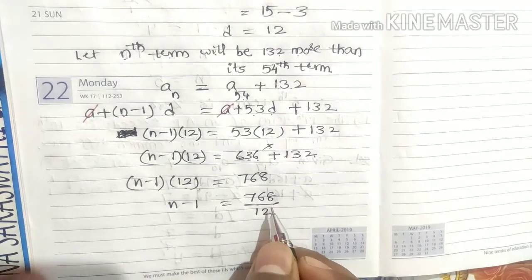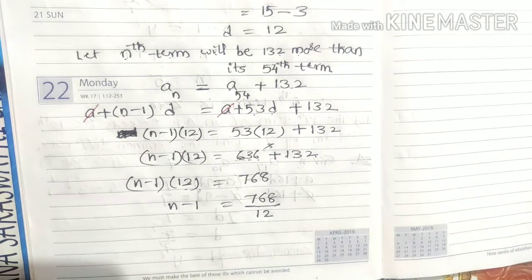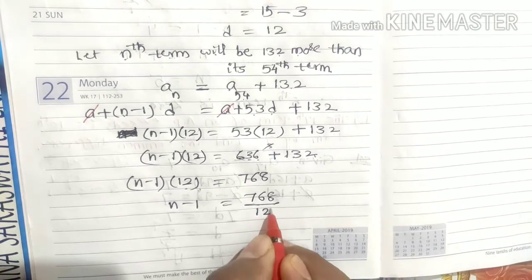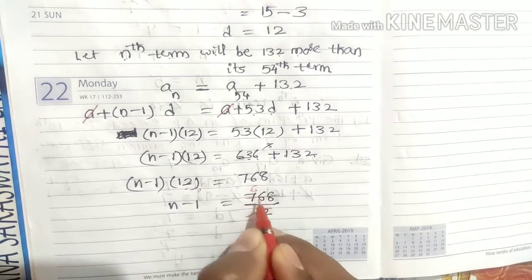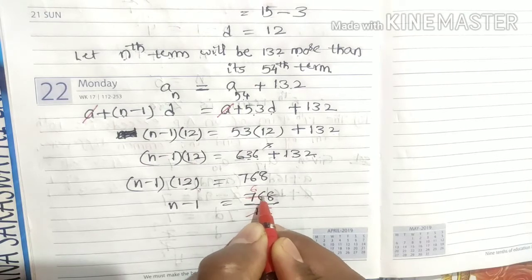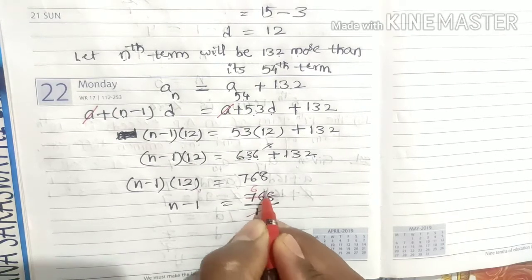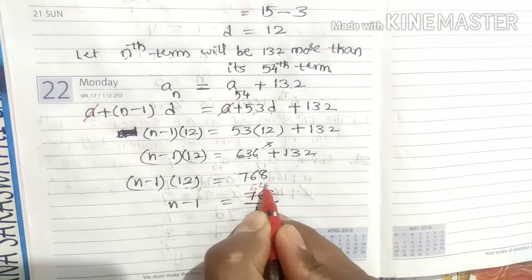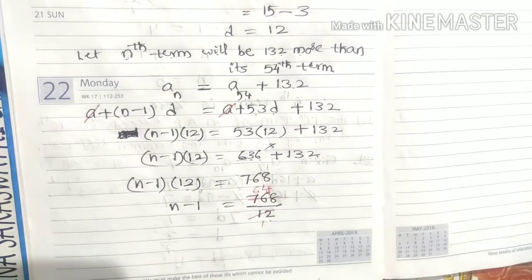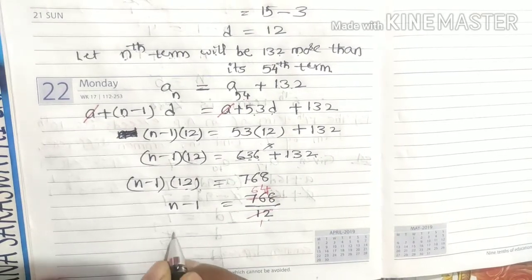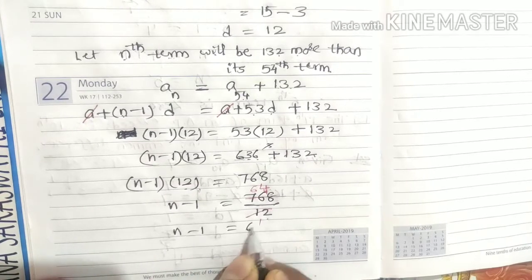With the 12 table, you can cancel directly. 12 5s are 60, 12 6s are 72. 12 one time, 12 6s are 72. 72 out of 76, if you subtract 72, 4 will be left. 4 and 8, 48. So 12 4s are 48. So 64 by 1 is 64. N minus 1 is equal to 64.